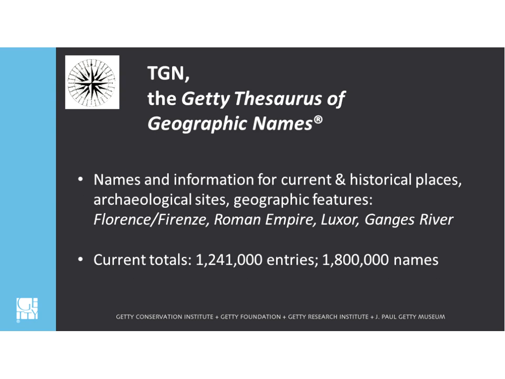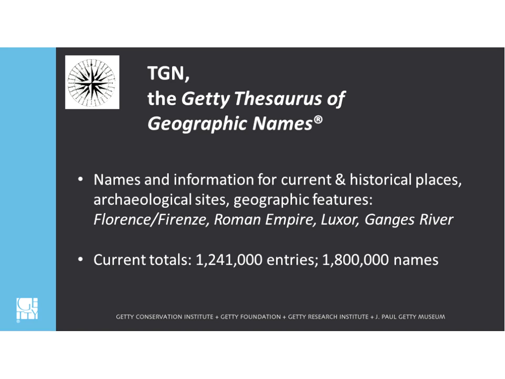Our second thesaurus is TGN, the Getty Thesaurus of Geographic Names. So obviously this contains information for current and historical places, archaeological sites, and geographic features. So for example, for the city of Florence, we have the name Florence, but also Firenze, the Italian term, and many other linguistic variants. Historical places like the Roman Empire and Luxor, and geographic features like the Ganges River.